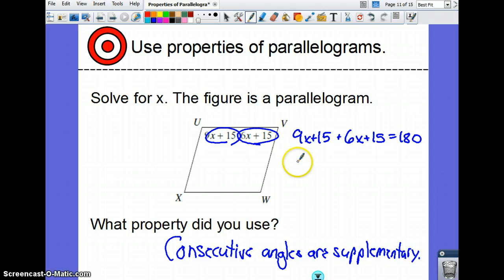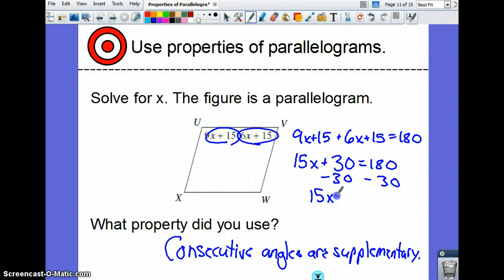Okay, so 9x plus 6x, that's 15x. 15 plus 15 is 30. Subtract 30 from each side. This gives me 15x equals 150. Divide both sides by 15. So x is equal to 10.